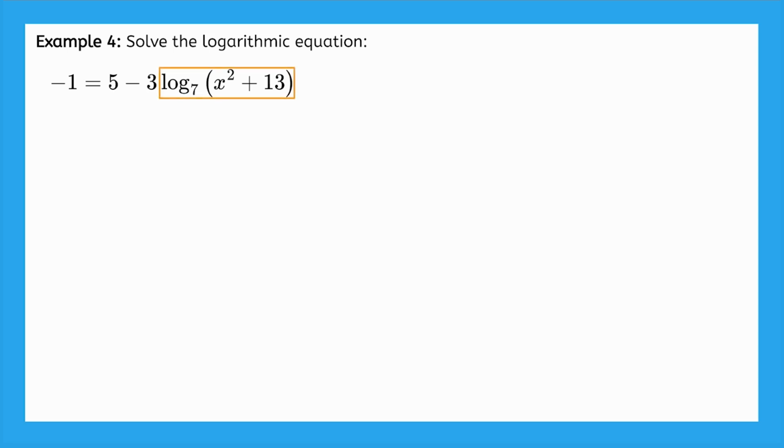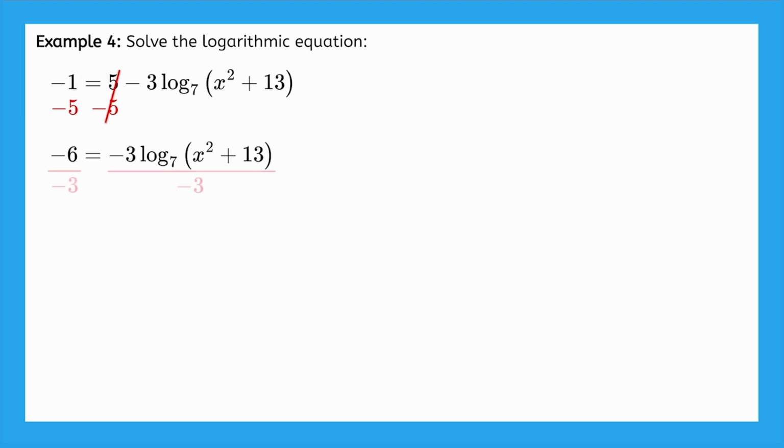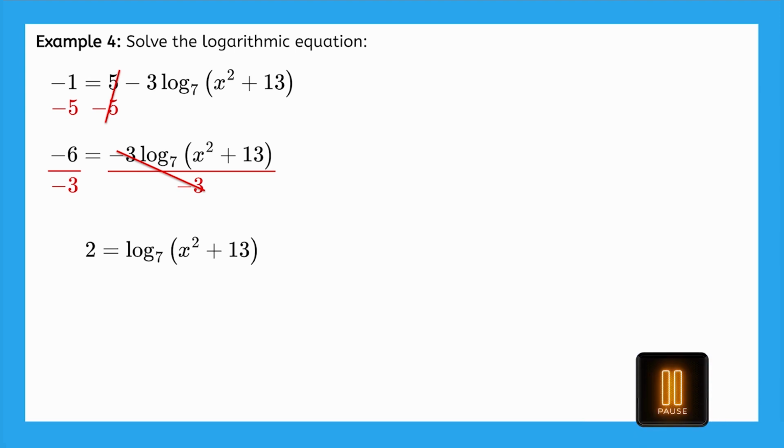We might be tempted to first subtract the 5 with the 3, but since the 3 here is multiplying with the logarithm, that would go against the order of operations, which says multiplication must be done before subtraction. Let's instead get rid of the 5 by subtracting 5 on both sides. Then we can divide both sides by -3, and we get 2 equals log base 7 of x squared plus 13. Pause the video and finish solving this equation with whatever strategy you prefer.